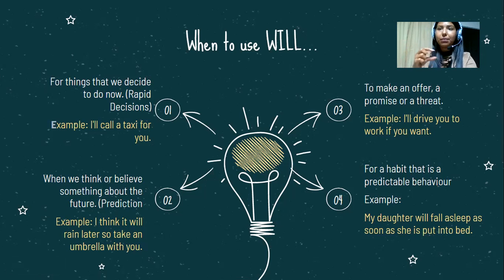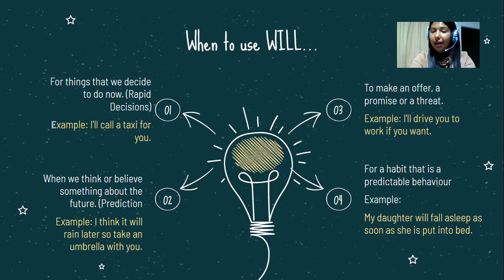Okay, that's why you use I think, I believe, I consider that, and you have a complement. Here in the bottom left side, I have an example. I think it will rain later, so take an umbrella with you. Maybe you see a cloudy sky, and you think today will rain, so take your umbrella with you. Then we have another option to make an offer, a promise or a threat. For example, I'll drive you to work if you want. So you are offering help to someone else, okay?